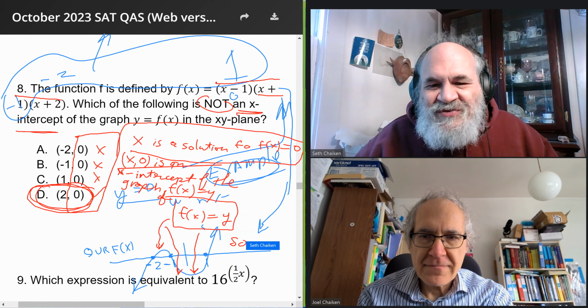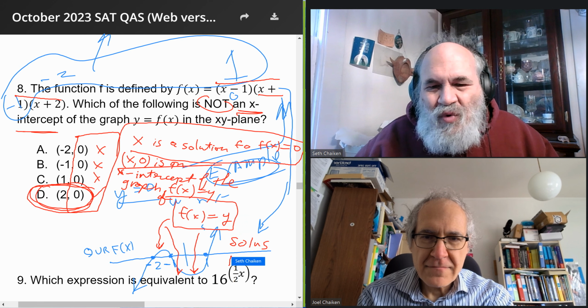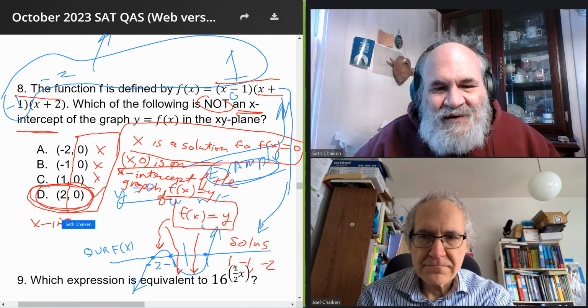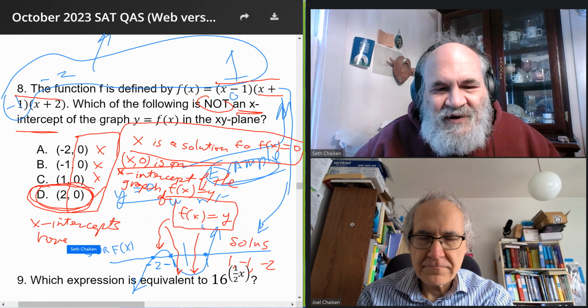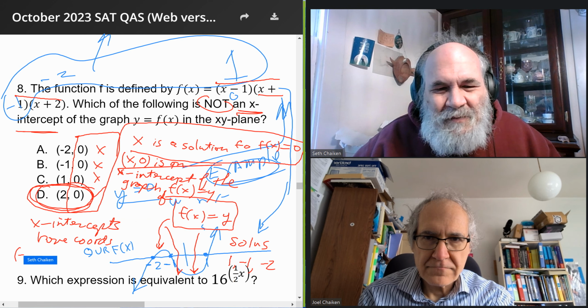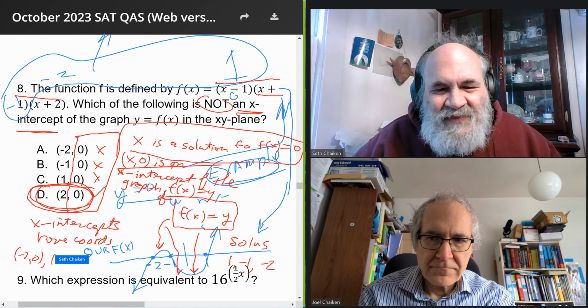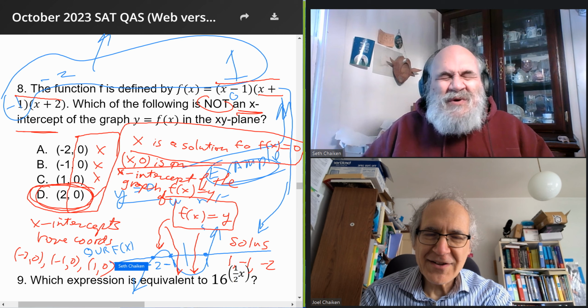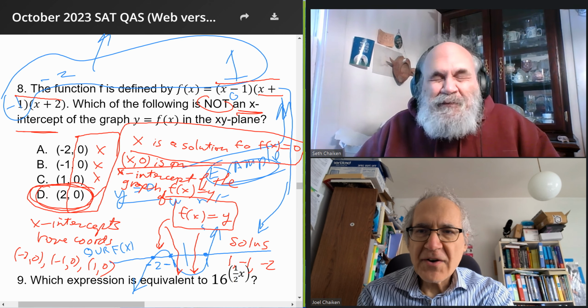So the graph is this thing. The solutions are 1, -1, and -2, and the x-intercepts have coordinates (-2, 0), (-1, 0), and (1, 0). Okay, we're completely overdone. We covered it all.